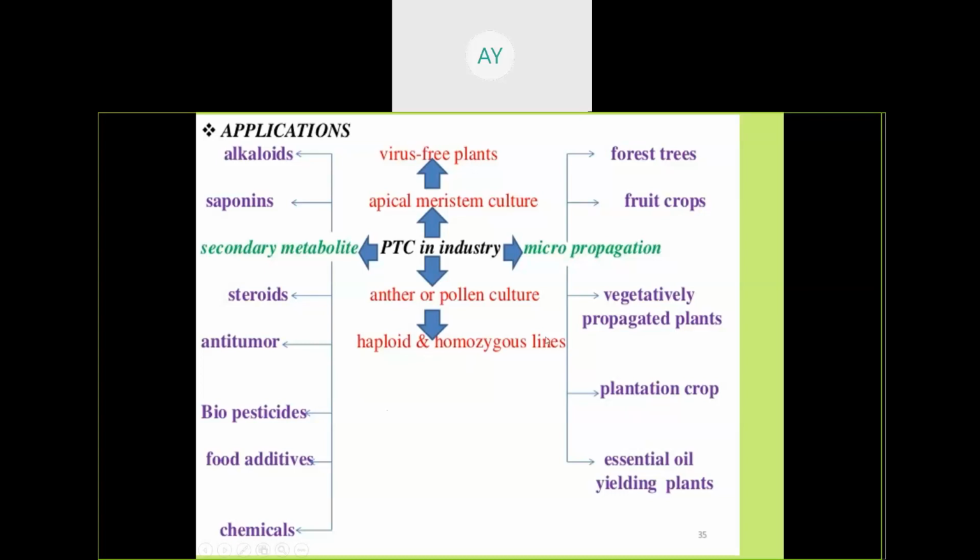So this is the objective for production of haploid plants, homozygous lines for plant breeding, means production of new varieties of plants. So these are the applications of plant tissue culture: production of secondary metabolites, production of virus free plants, third multiplication of different varieties of plants like forestry plants, fruit crop plants. Yes, plantation. हाँ कुछ पूछ रहा है आप लोग?